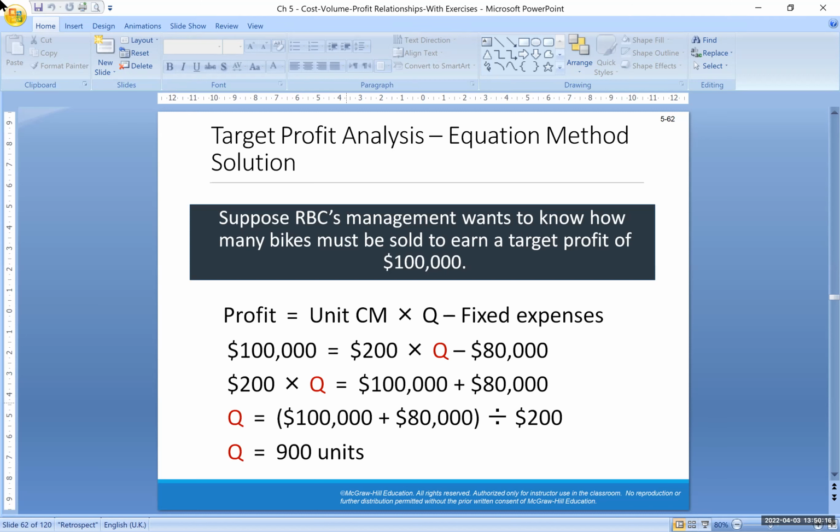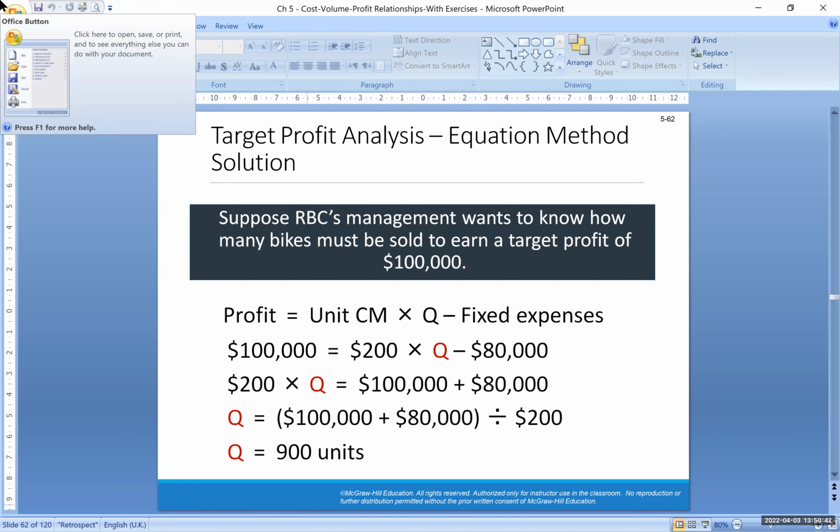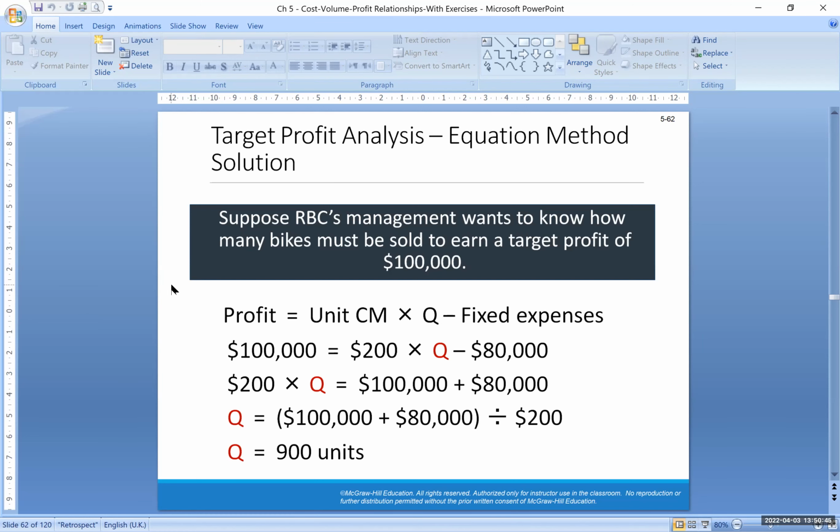Again, the question: how many units do we need to sell in order to get that much profit? Q represents the quantity of units that must be sold to attain a target profit. According to the example, suppose that RBC's management wants to know how many bike units must be sold to earn a target profit of $100,000. Our target is to achieve $100,000 as a profit.